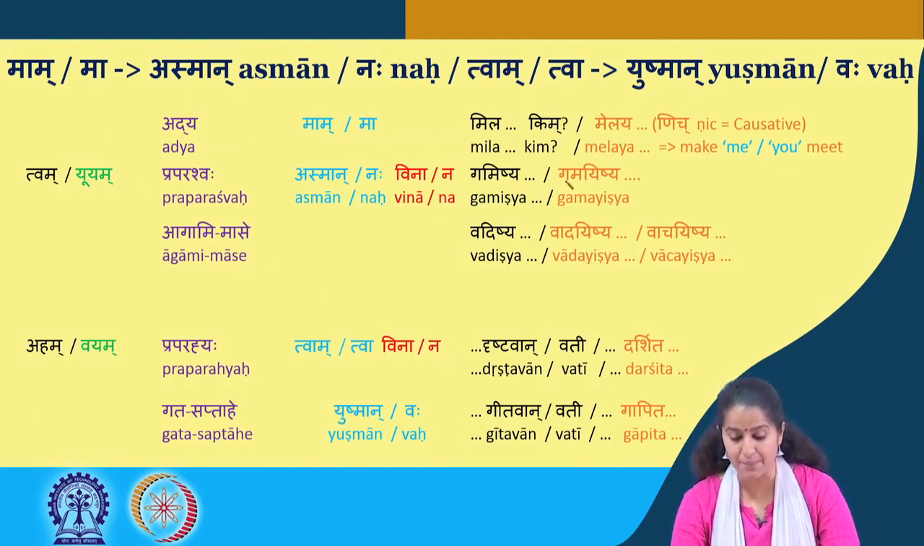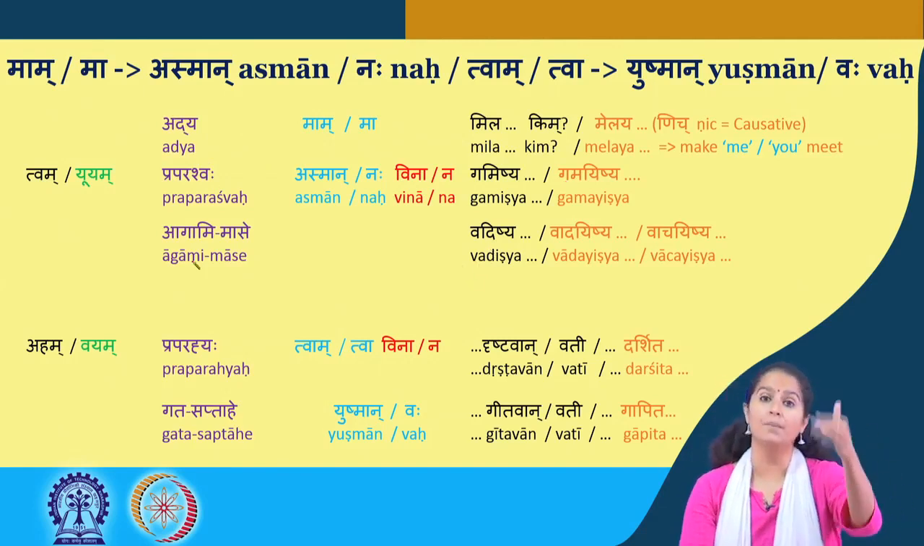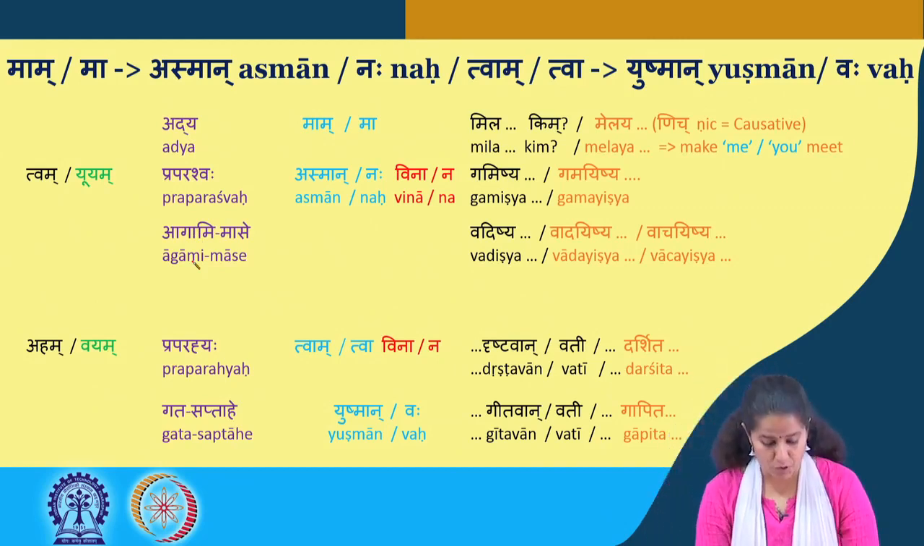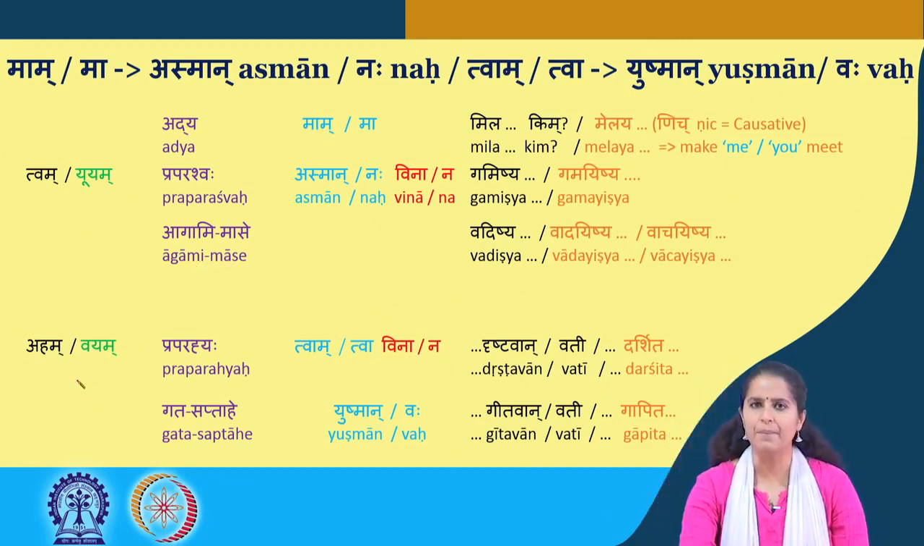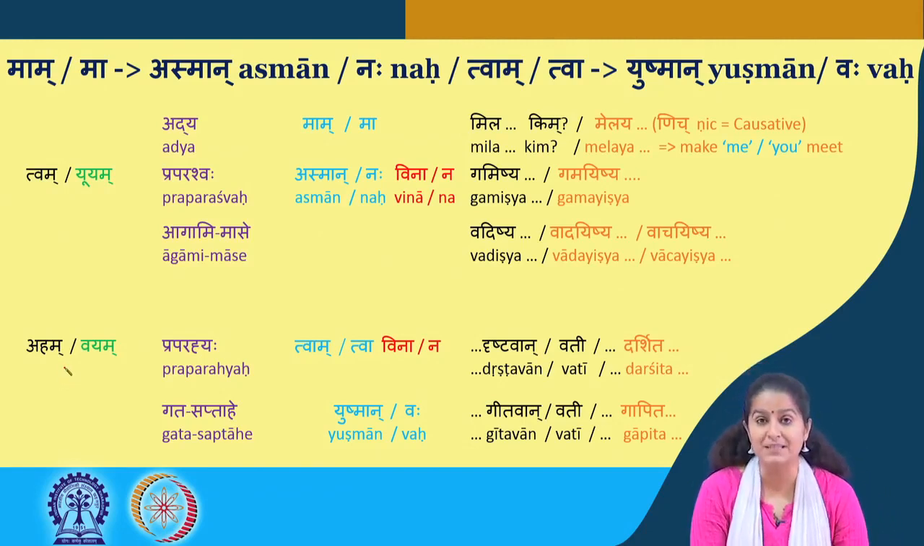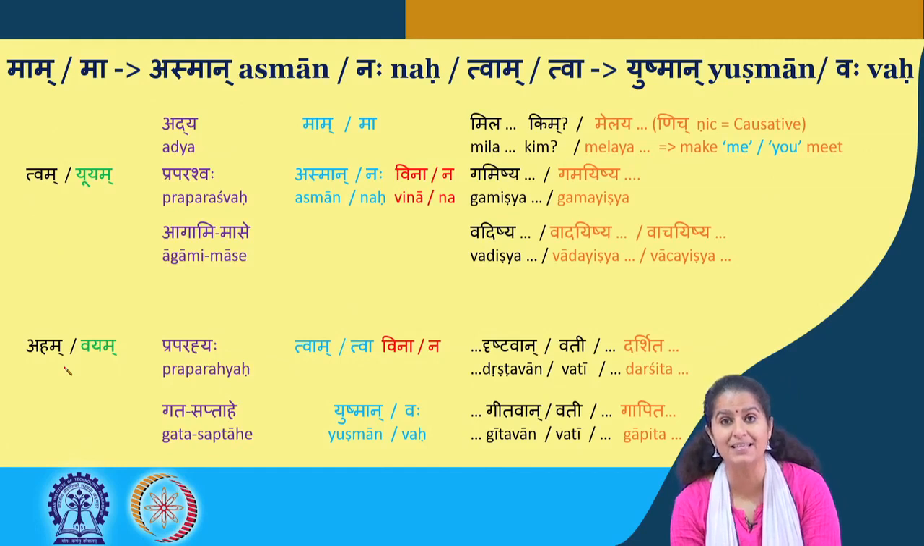And then you can do the same thing. Will you speak to me? Vadishyasi, na vadishyasi, and agami mase, in the next month. Coming to the lower one, so here we have aham, the same pattern but with the first person now. So aham, the first person as a subject but the second person as the object here.